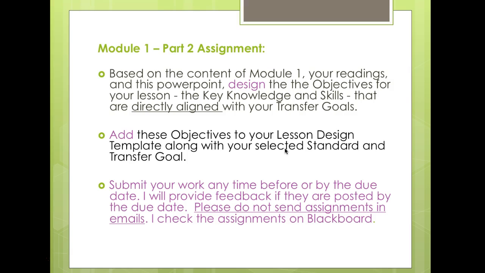And then next week for Module 2, we're going to kind of backtrack a little bit, and we're going to look at enduring understandings, essential questions, and the big idea of your lesson and ultimately your unit. So with that, you can create your objectives. I look forward to getting your work at the end of Module 1.